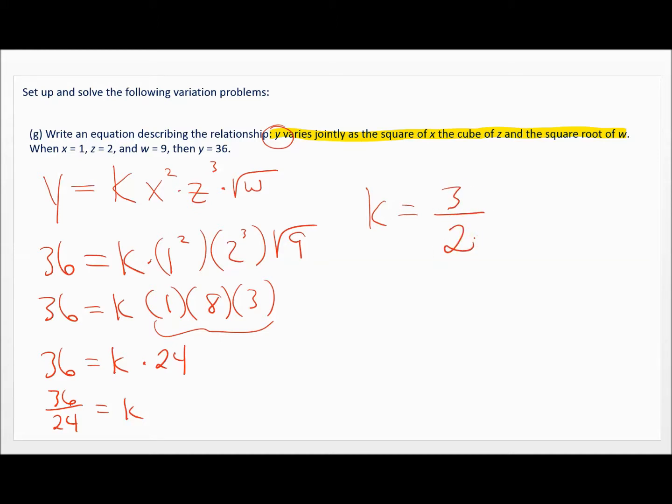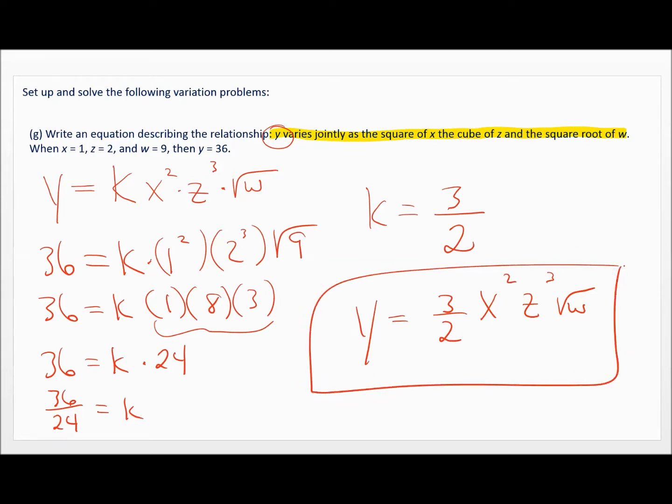Now don't stop there. I don't think I've ever seen anything that just asks for k only. If it asks for the constant of variation, we'd be done, but it usually asks for an equation. So y is equal to the 3 halves x squared z to the third square root of w. And then there is our equation.